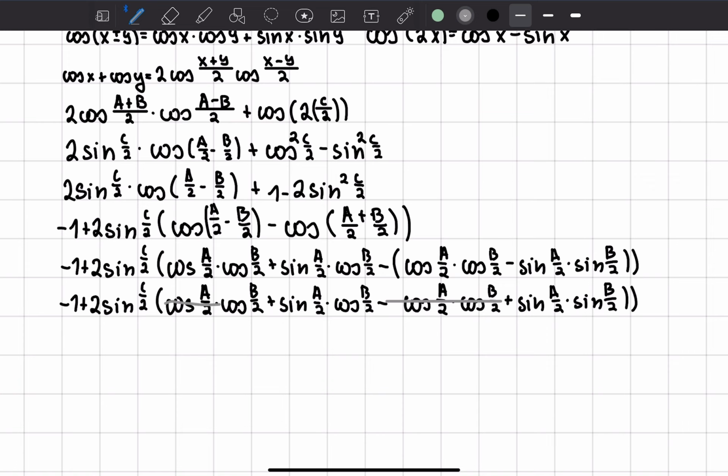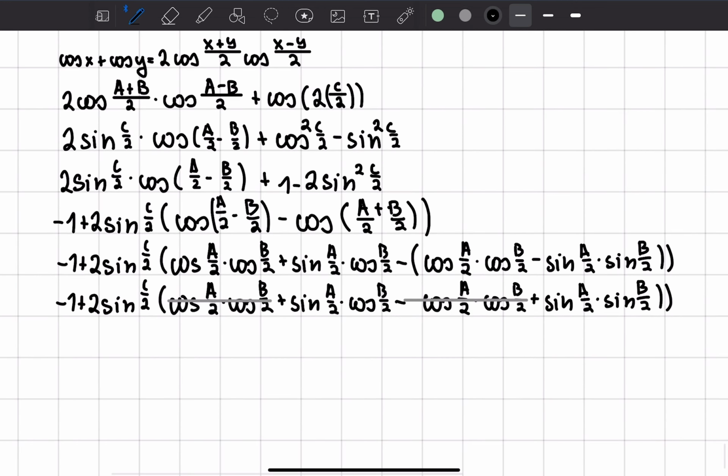And now I see that this term is the same as this term. I can put it away. I don't need it anymore. And now I'm left with minus 1 plus 2 sine of c divided by 2.